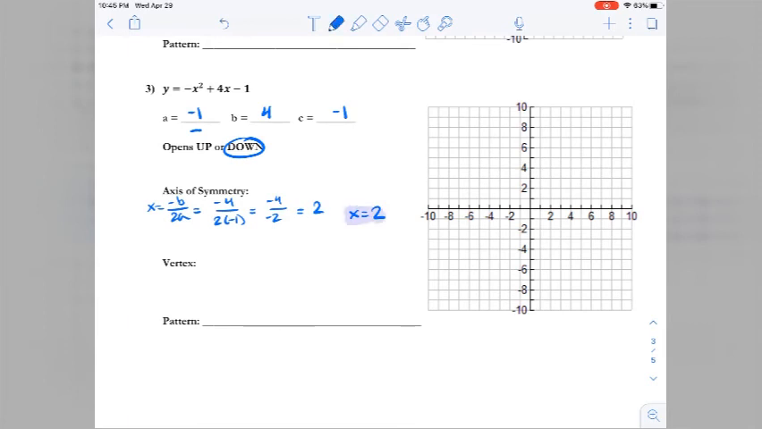Now for our vertex, we're going to plug that 2 back into our equation. So we have y equals negative 2 squared plus 4 times 2 minus 1. You'll notice that whenever I plugged my 2 in, I did it in parentheses here because I don't want to lose that negative in front of the negative x squared. So now I have y equals negative 2 squared, which is negative 4, plus 8 minus 1. So what I end up with is y equals 3, which gives me my vertex at 2, 3.